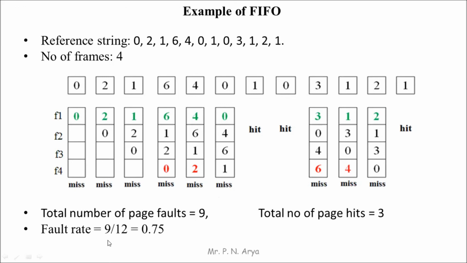Also the page fault rate comes in the exam. So how to calculate the page fault rate? It is the total page faults over the total reference string. The reference string length is 12. So 9 divided by 12, so 0.75 is the page fault rate. So this is the FIFO algorithm example.